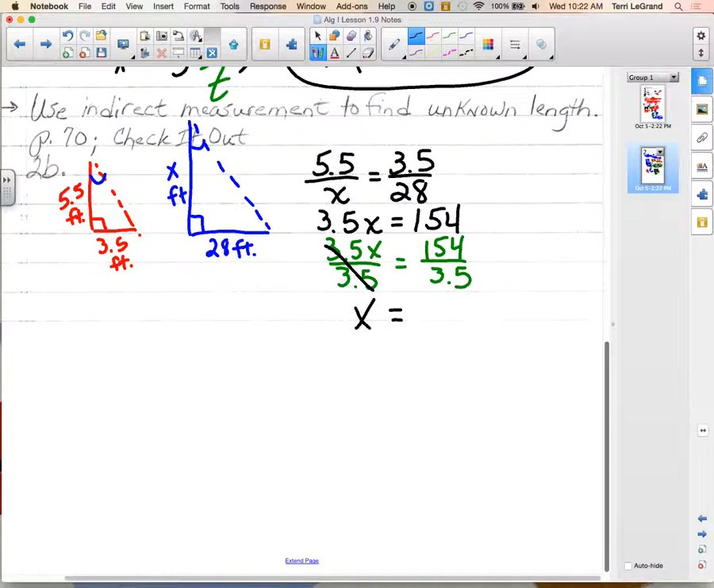Blake, are you willing to tell us how tall this building is? 44 feet tall. It is, exactly. Thank you. 44 feet tall. Okay, we have a 44-foot tall building here.